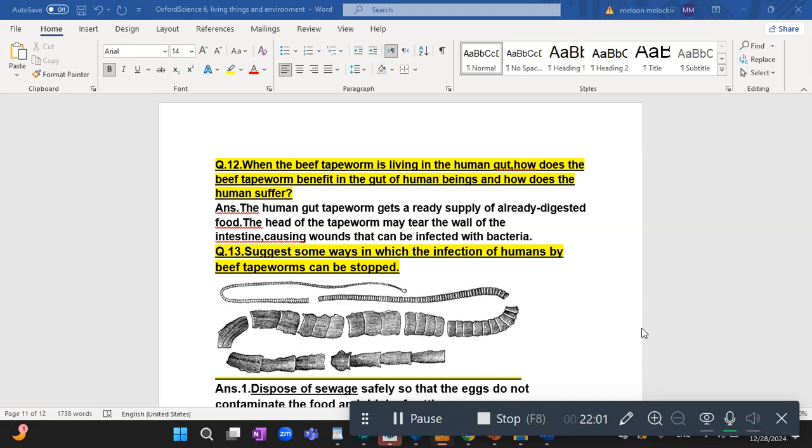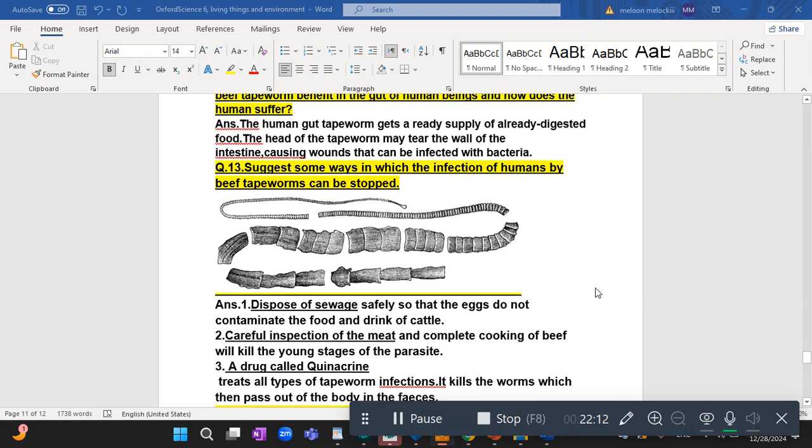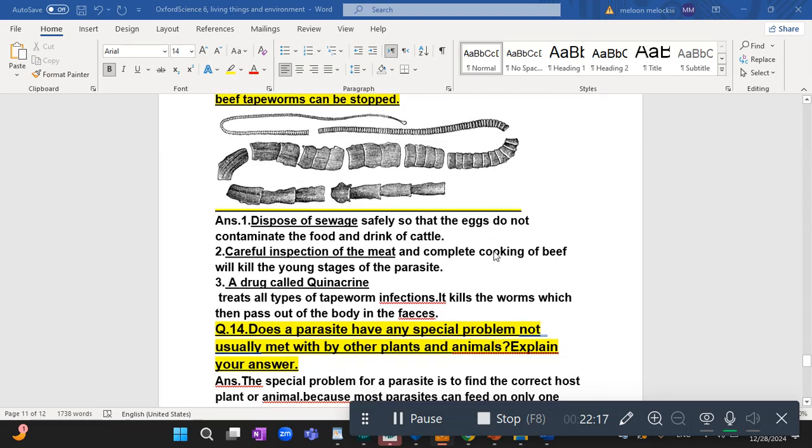Question 13. Suggest some ways in which the infection of humans by beef tapeworms can be stopped. What are the ways in which the tapeworms which are present in the beef can be stopped? So this is the picture of a tapeworm. There are these three important ways. The first one is dispose of sewage safely so that the eggs of the tapeworms do not mix with the food and the drink of cattle, so that the eggs of the tapeworms should not go in the food and the drinks of the cattle.